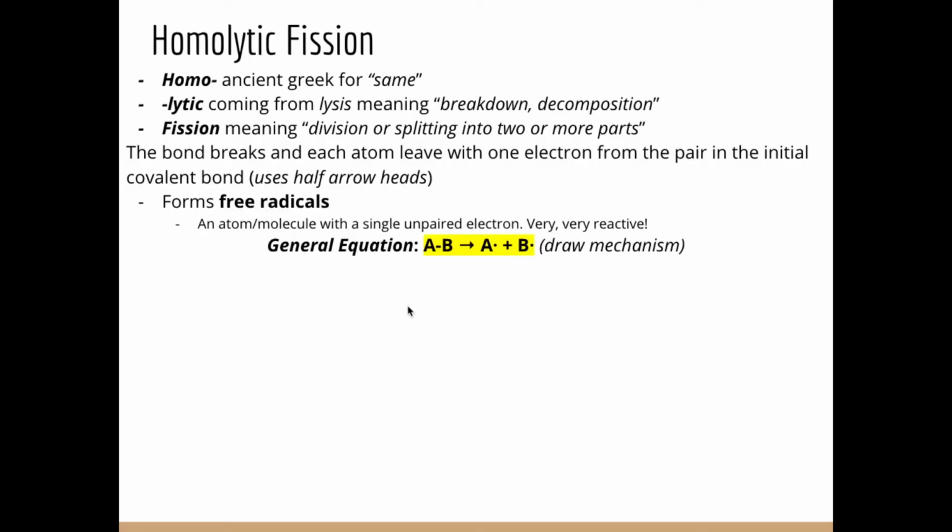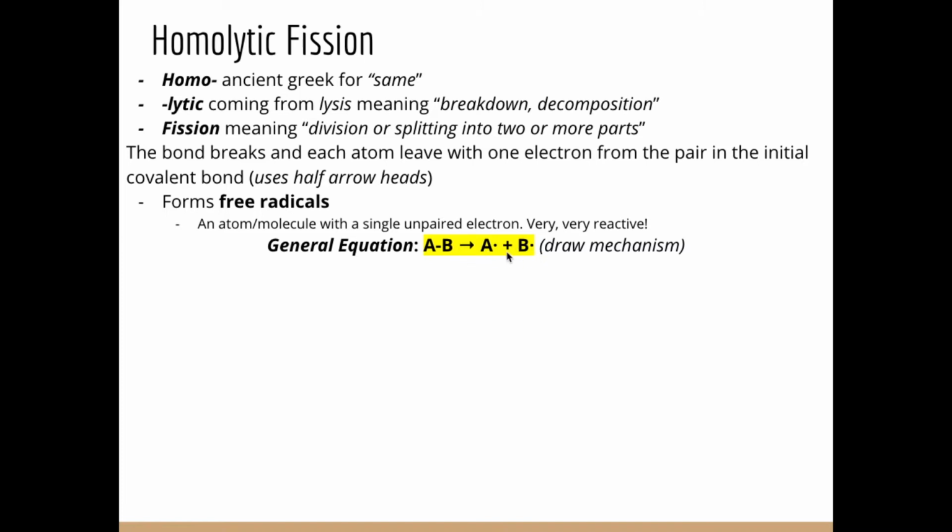Let's look at an example of all of this. Here is a general equation where we've got something covalently bonded. This is just showing two atoms, but this could potentially be part of a larger molecule. So we've got a covalent bond between A and B, and we get the homolytic fission where one of the electrons goes to the A atom, one of the electrons goes to the B atom.